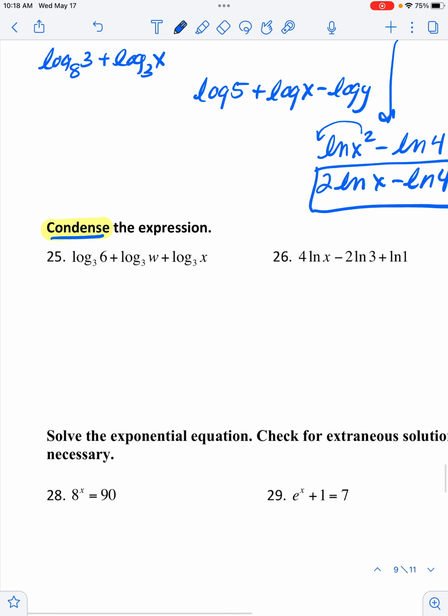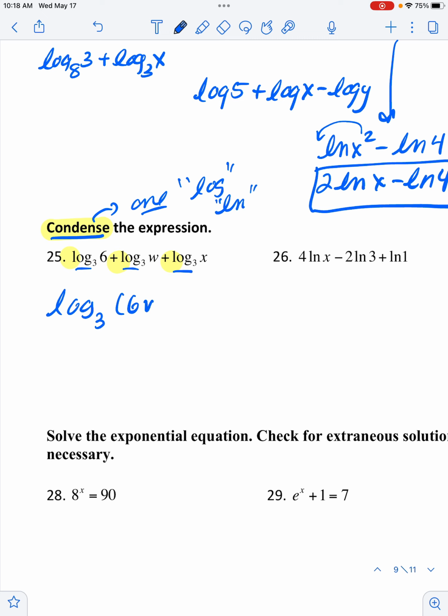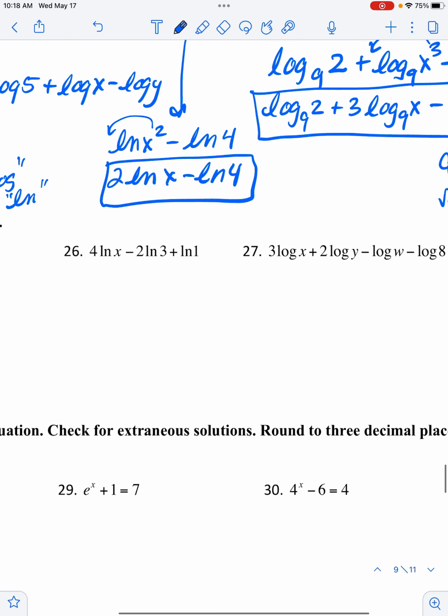Okay, now we're condensing. So we're starting with several logs and putting them together. You always want to check in the front and make sure that you don't have any numbers in front. This one doesn't, so I can just go ahead and put them together. And since it's a base 3, I'll use base 3. When you're done with condensing, you should have just one log, or potentially ln, whatever they started with. And then the 6 is going to be multiplied by the w and multiplied by the x because they're all following plus signs. They're all added together.